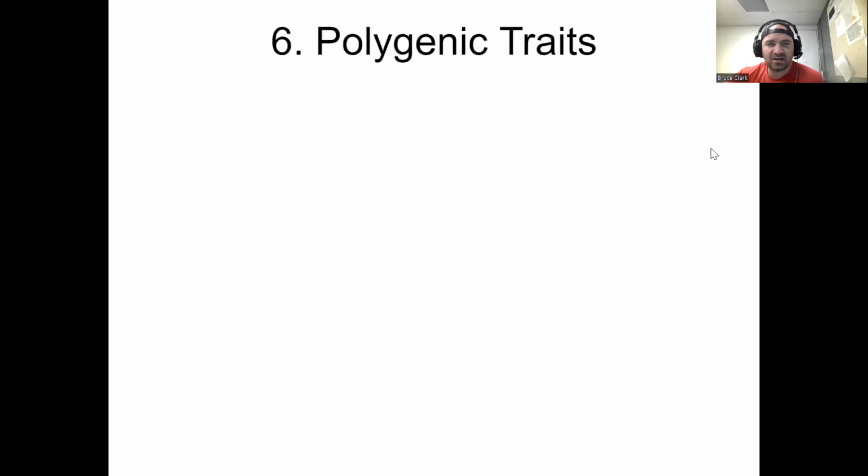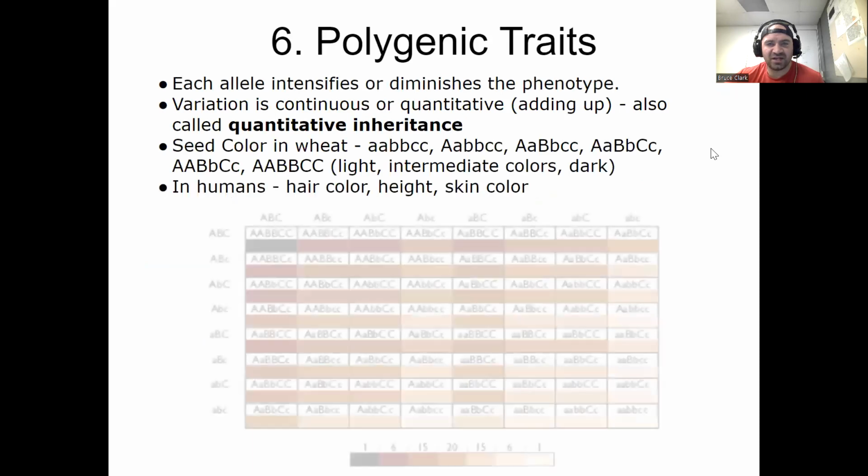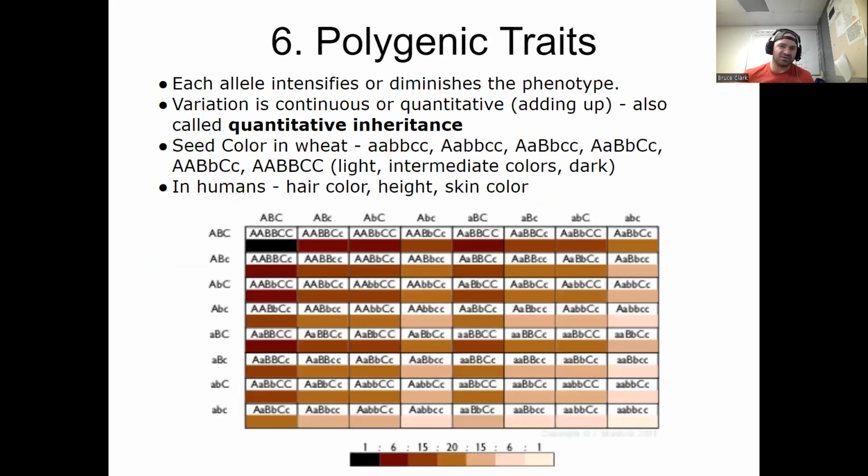And then our last trait that we have here are polygenic traits. These are traits that are controlled by multiple different genes. Essentially, I like to think of it as the more capital letters you have, the more that trait is amplified. So here's a look at maybe skin color, an example. If you have more of the dominant alleles, then you're going to have darker shades of skin. You're going to produce more melanin. Versus if you're all recessive alleles, you're going to have lighter colored skin.